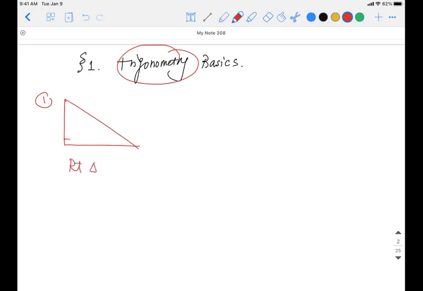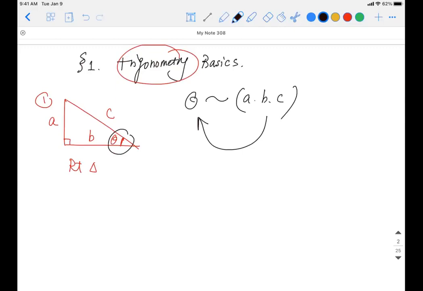Right? When you have a right triangle, you have maybe A, B, C, and an angle theta. So basically, trigonometry was kind of an investigation: as long as I have a triangle with three sides A, B, C, and an angle theta here, what is theta's relationship with A, B, and C? As long as I have the three values given, how can I use them to identify theta, and so on.